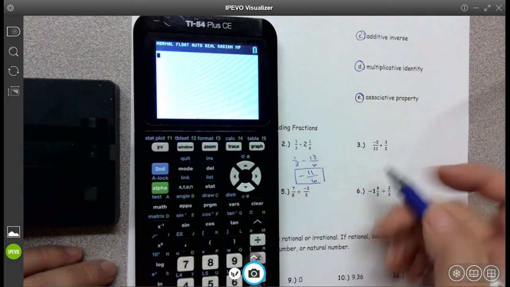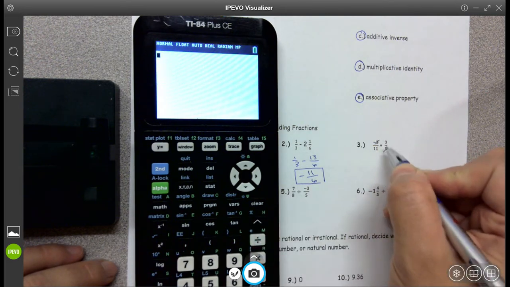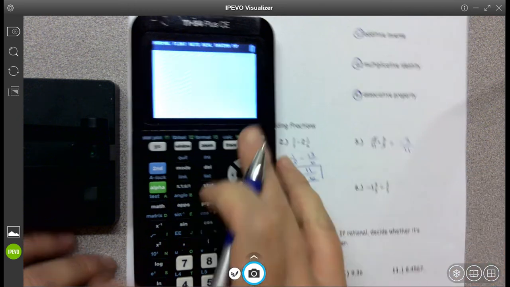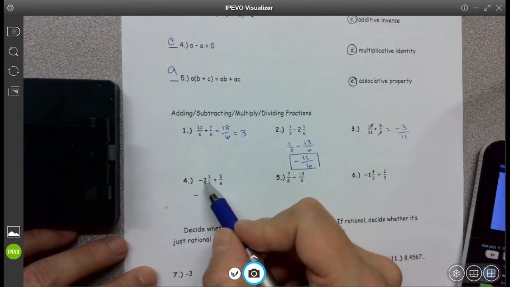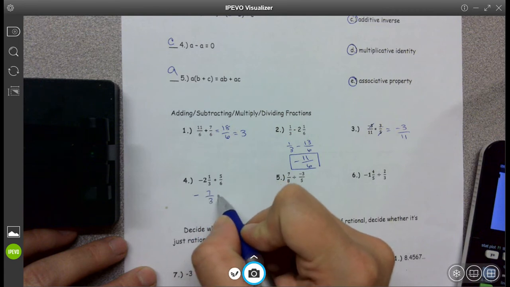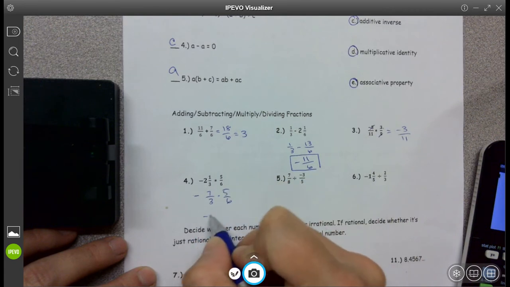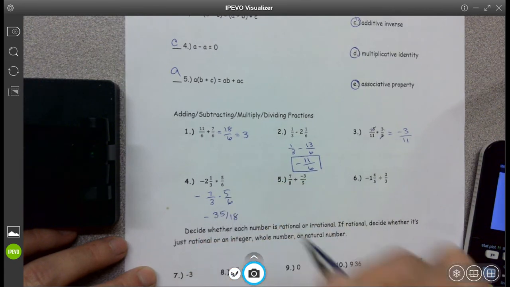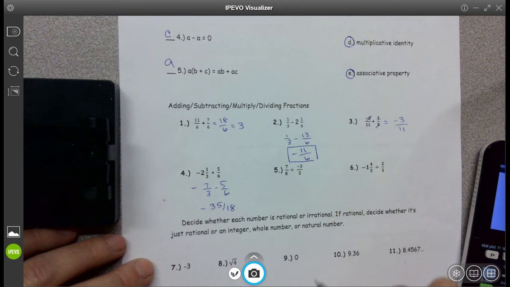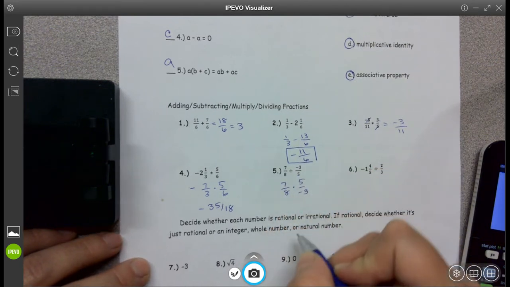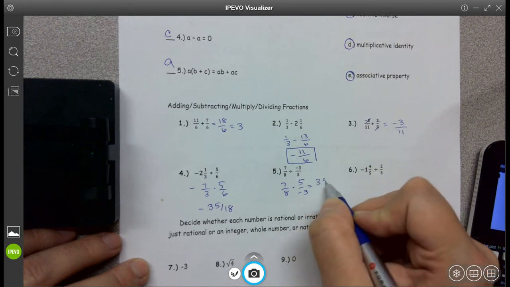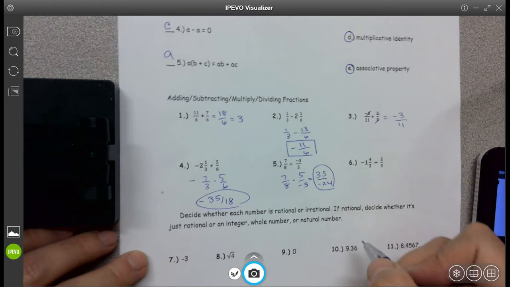Next one, these 5s are going to turn into a 1, so it's negative 3 over 11. Once again, ignore the negative for the moment. 3 times 2 is 6 over 3. Times 5, 6. It's going to be negative 35 over 18. Here, 7/8 is dividing by, so we're going to multiply by the reciprocal, and we're going to get 35 over negative 24. You could have used your calculator as well.